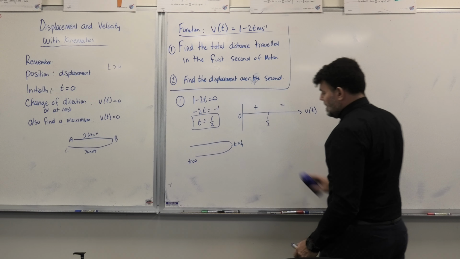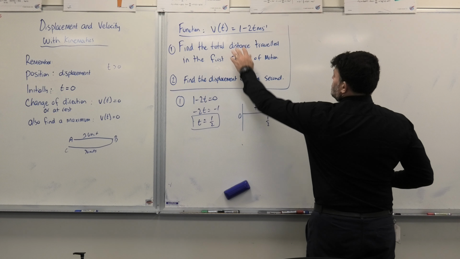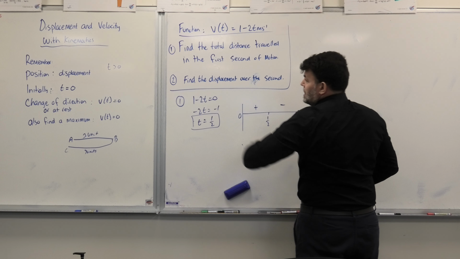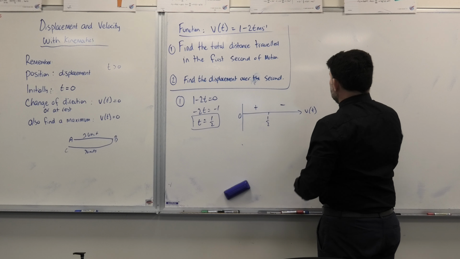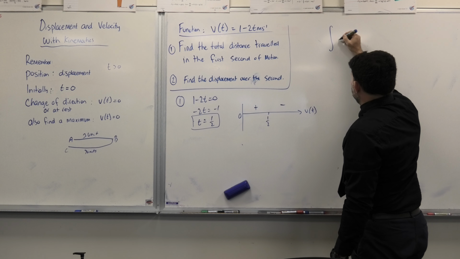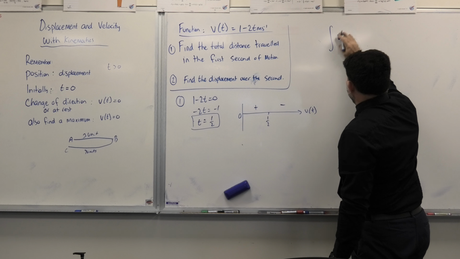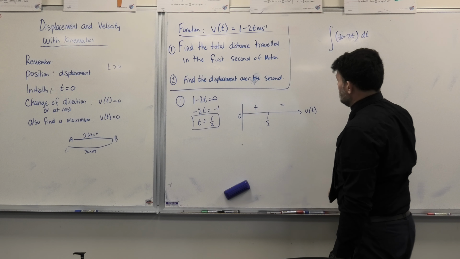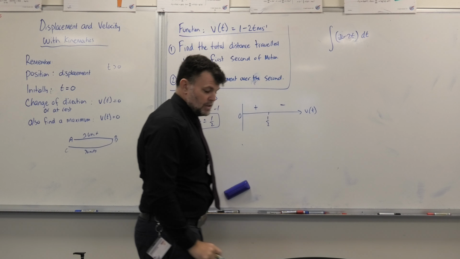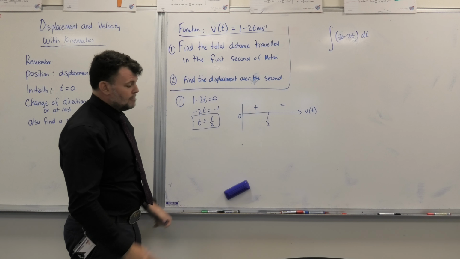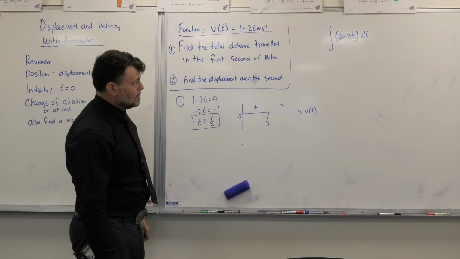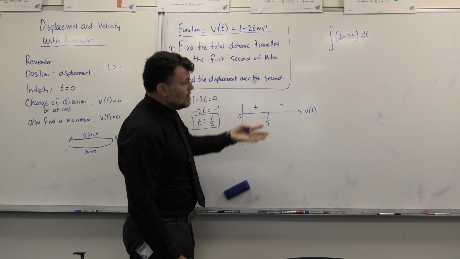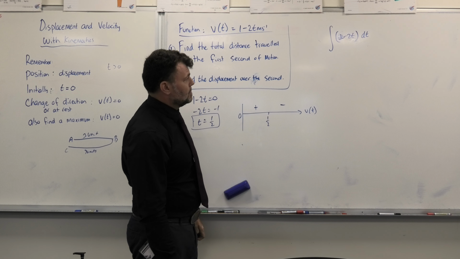If we look at this, what that means is I'm going to have to integrate my velocity function into the displacement function. So let's do that here. We've got the integral of 1 minus 2t dt. Notice I don't have any values on there yet, because I don't have the lower and upper points. I'm finding what the displacement function is going to be.